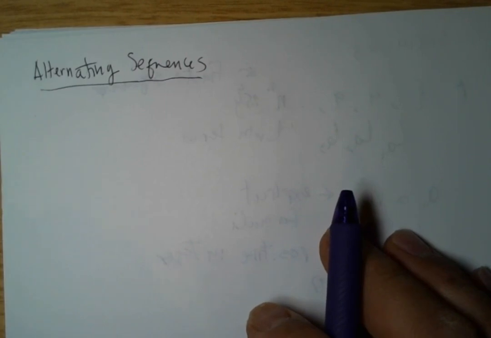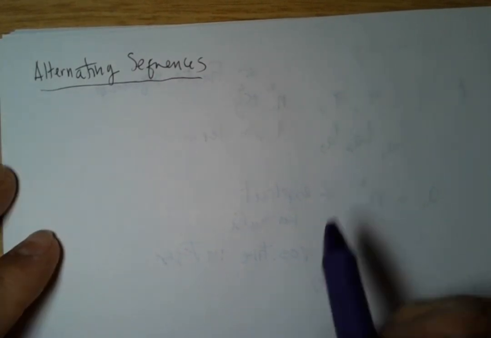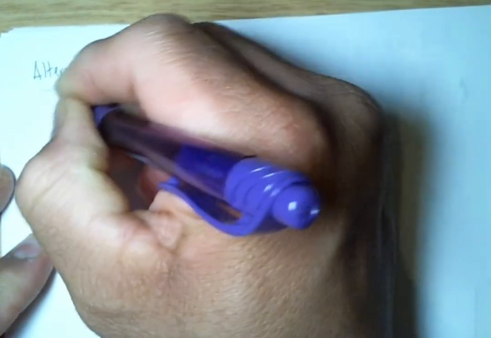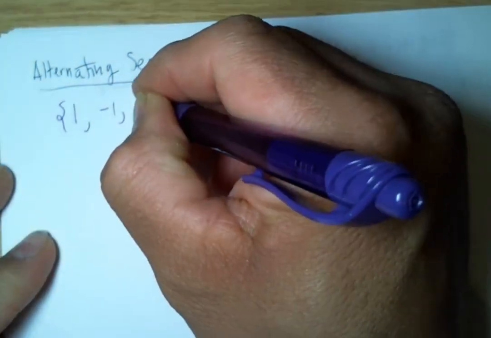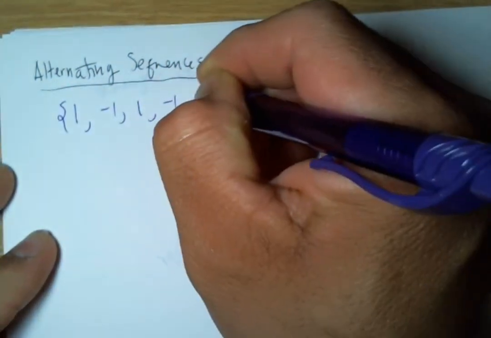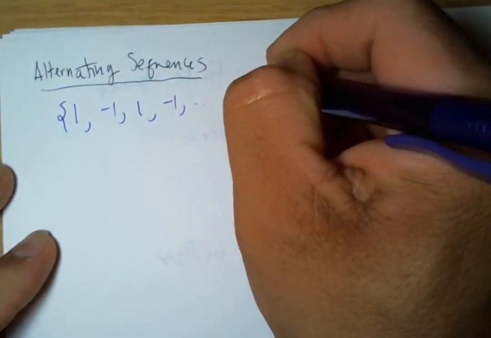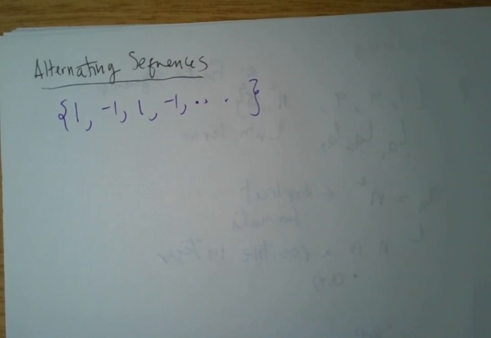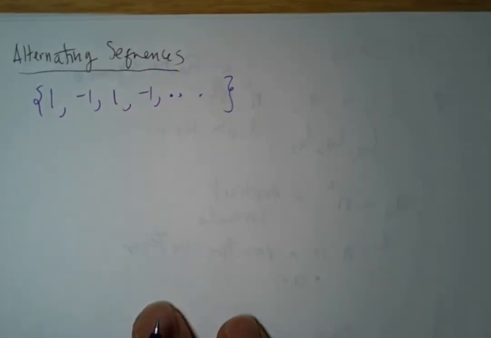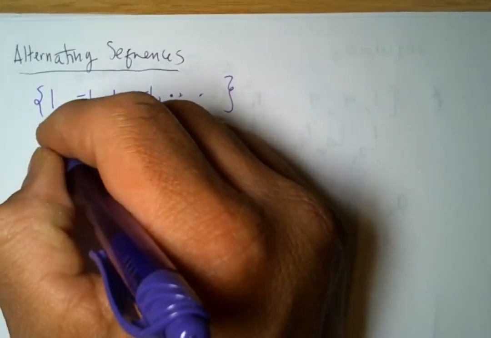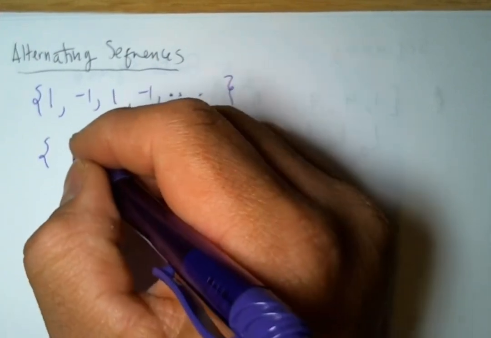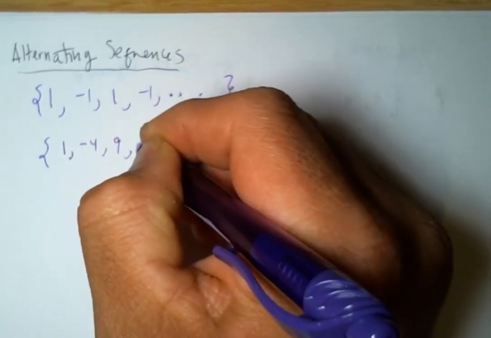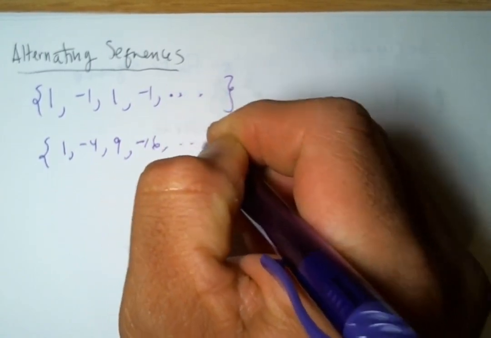But for an alternating sequence, we're strictly looking at something that looks like this, where we have a sequence that alternates in sign. Now we can take the sequence that we looked at before and do the same thing to that. We took the nth term and we squared it: 1, -4, 9, -16, etc.